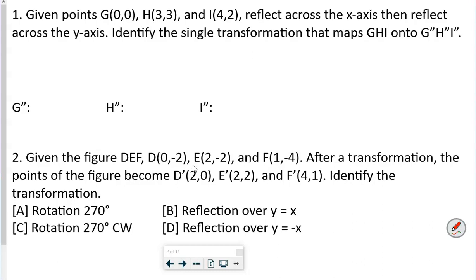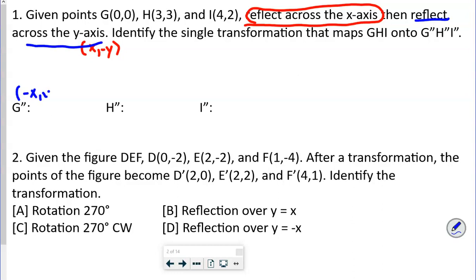So I'm going to go ahead and do this first, reflecting across the x-axis. So what is that rule? That is going to be (x, negative y), right? And then when we do our second one, I'm going to put it above here, and we're going to reflect across the y-axis. That one's going to be (negative x, y), right? So let's go ahead and do this to all our G points, and then our H and our I points, and then we'll go from there, okay?